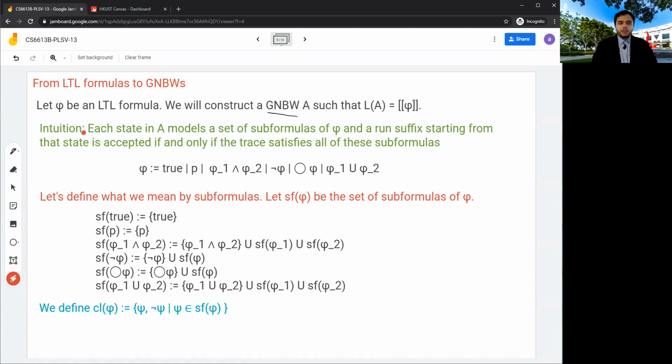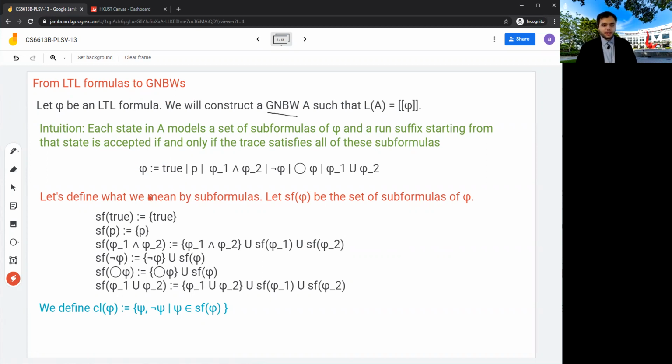And I basically want to have different states in my automaton. So for every set of subformulas, for every set of formulas, let's say, I want to have a state in my automaton that only accepts the strings that satisfy those formulas. Okay, but let's not get ahead of ourselves, and let's just define what kind of formulas we're really interested in.